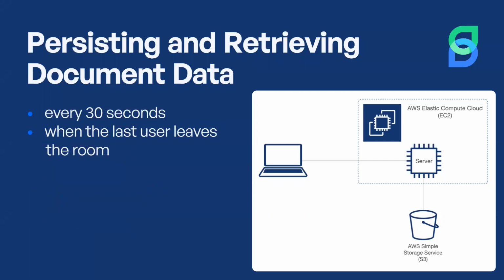As for when to store document data, we decided first of all to persist the data to S3 every 30 seconds, which minimizes the amount of data that would be lost in the event of server failure. And we also persist document data when the last user leaves the room. The next time a user connects to collaborate in a given room and the server does not have the document for that room in memory, it will query S3 for that data and retrieve it if it exists.